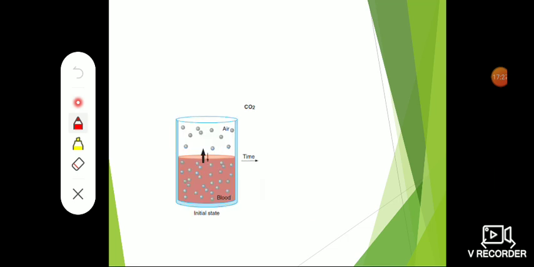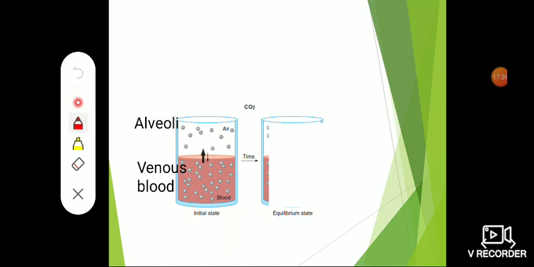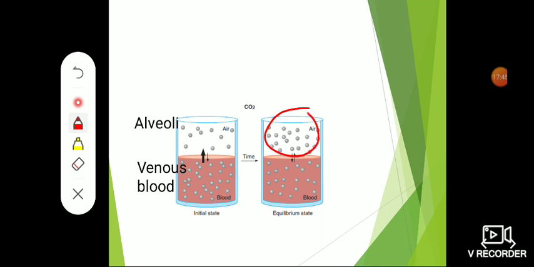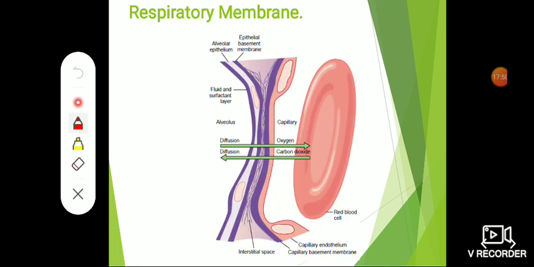On the reverse, CO2: the venous blood is rich in carbon dioxide, alveolar air is poor in carbon dioxide. So movement will be from blood back to alveoli. So it will increase, so it will become 40 millimeters of mercury. So this is the respiratory membrane. So let's see what are the factors which are affecting the diffusion.